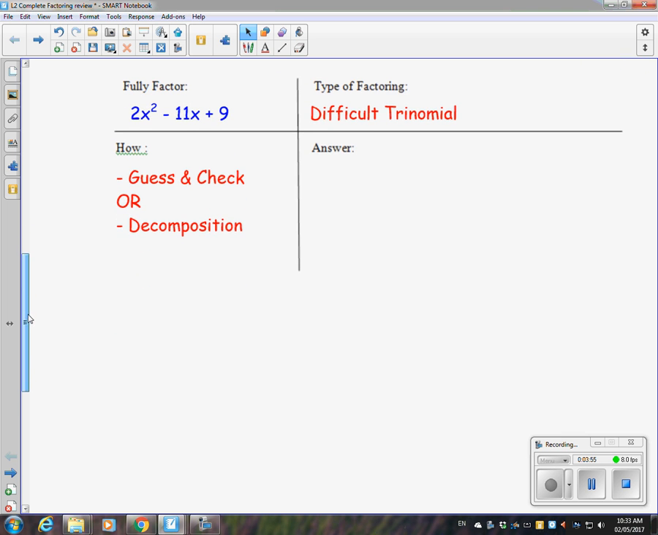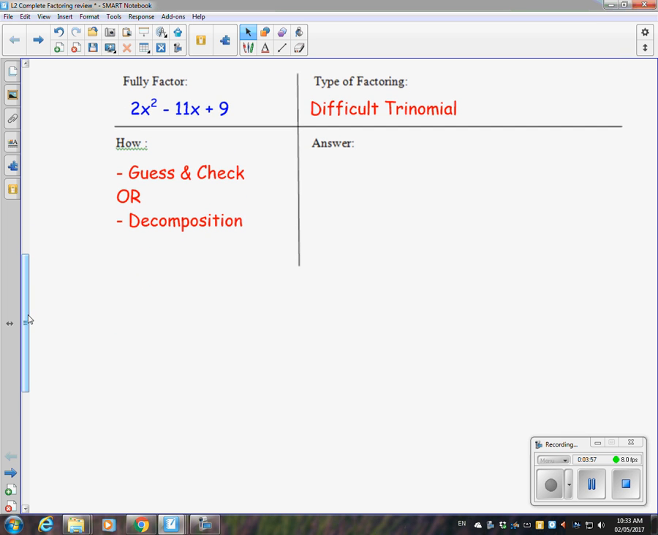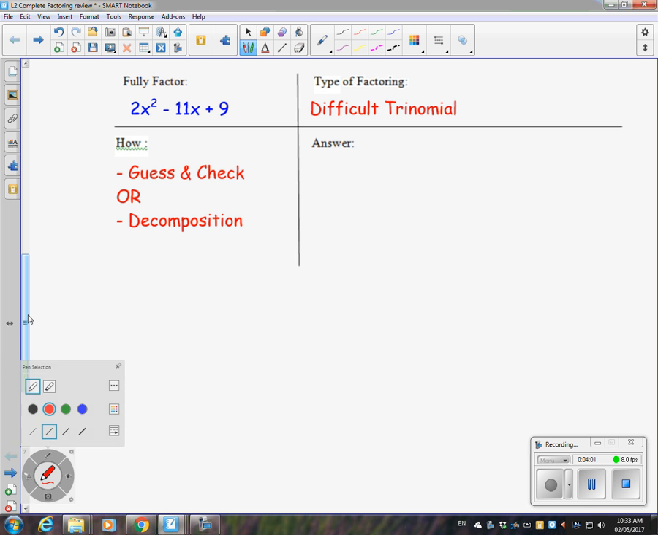Difficult trinomials are named because of the fact they're difficult. What we are looking for in the equation that tells us they're difficult is a number in front of the x squared that does not divide out. So 11 and 9 do not divide by 2, so we're stuck with the 2. There are 2 ways I'm going to show you to factor a difficult trinomial. One is just guessing and checking and filling in your brackets and doing FOIL. The other is a more algebraic method called decomposition. So I'm going to do the guess and check method first.